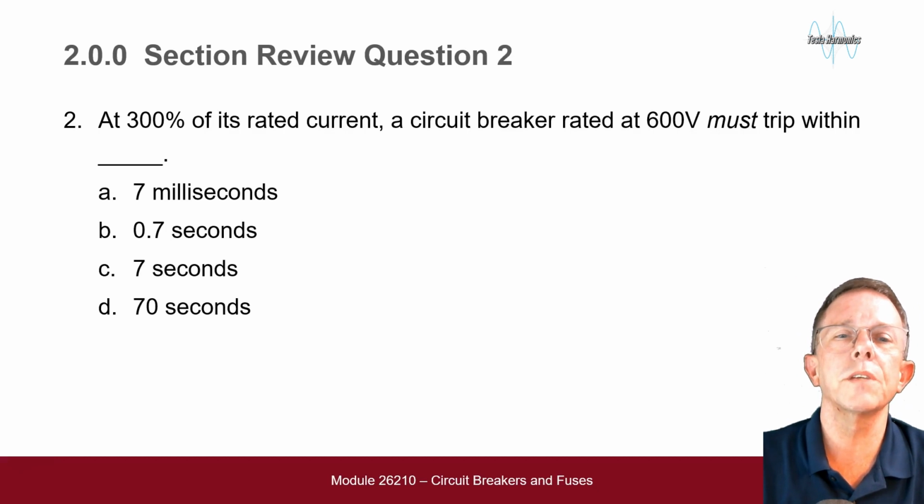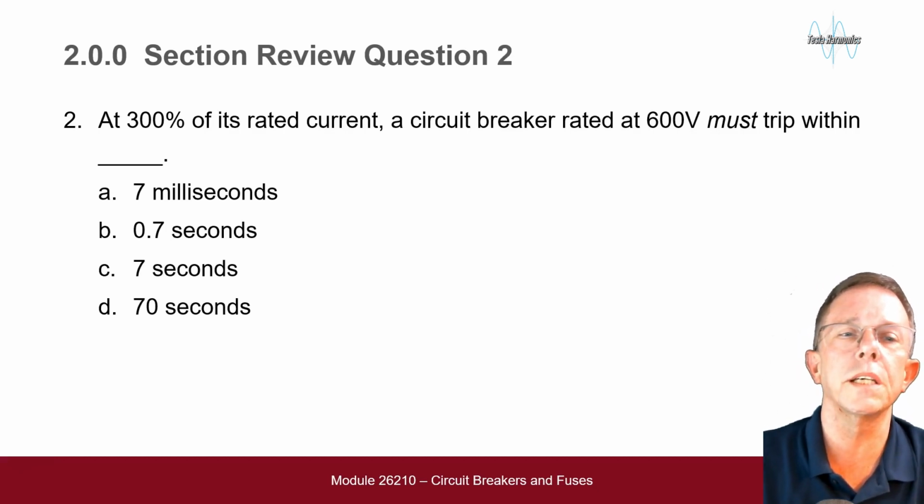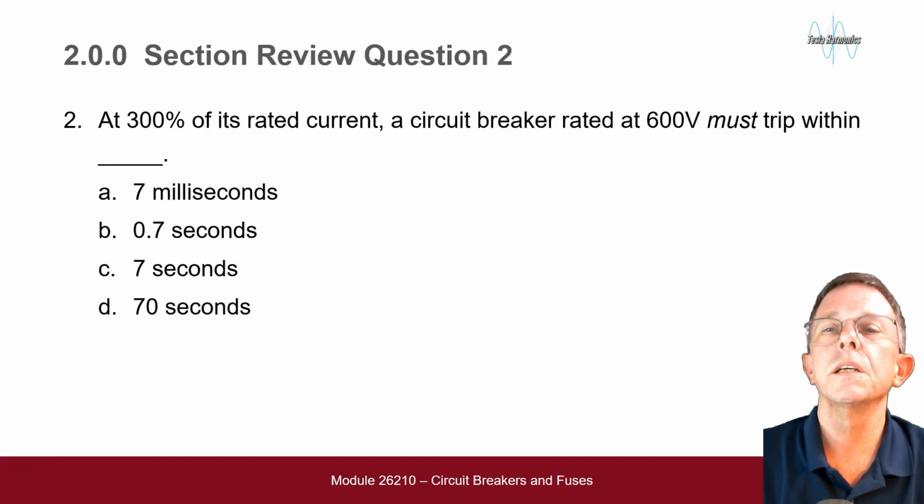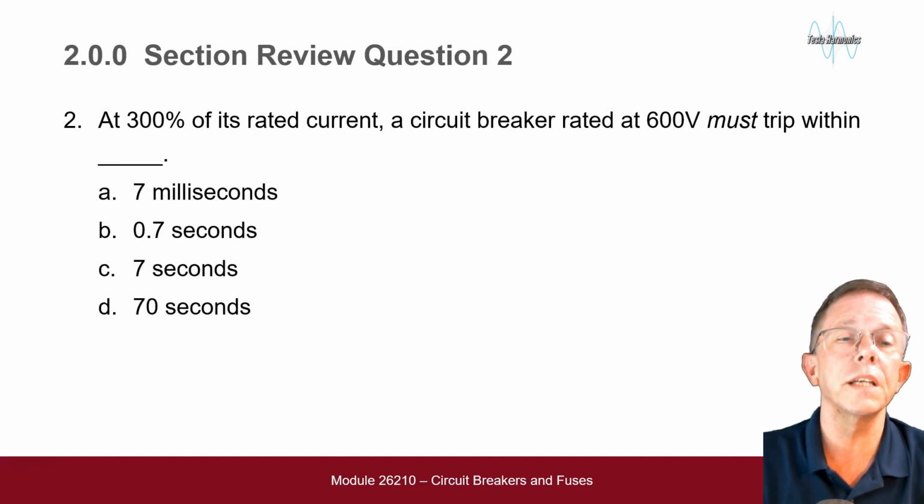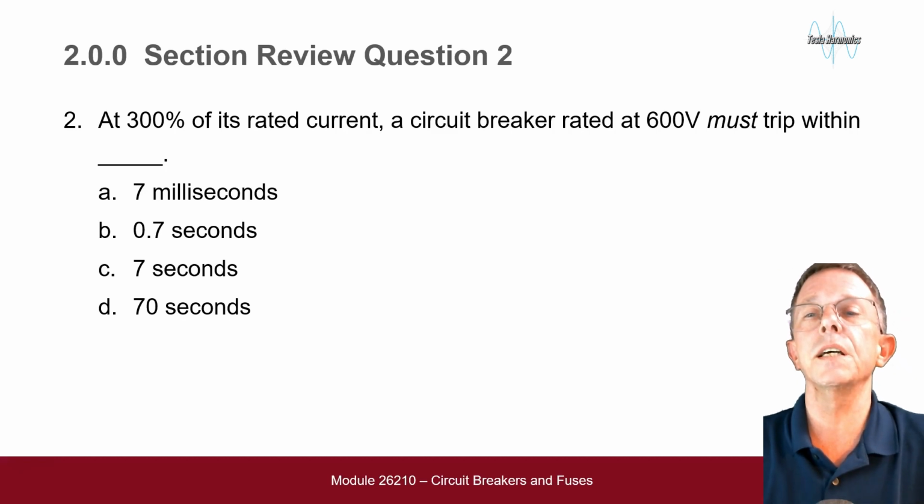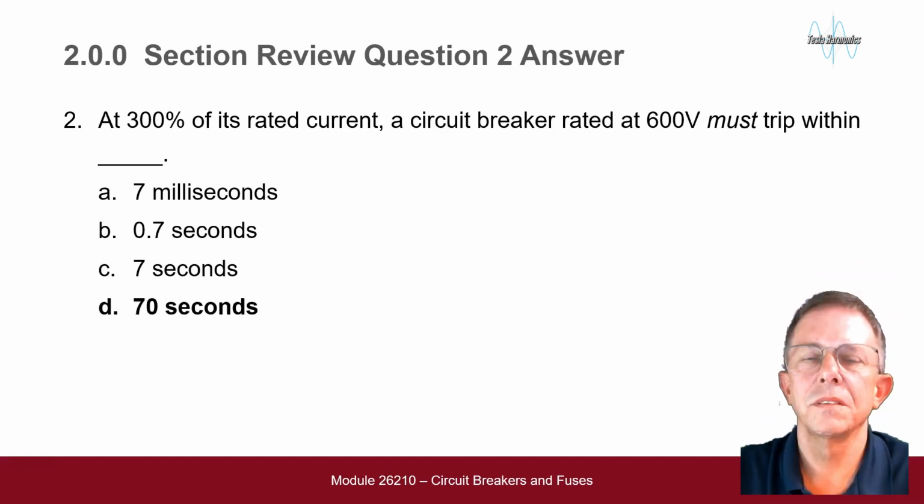At 300% of its rated current, a circuit breaker rated at 600 volts must trip within 7 milliseconds, 0.7 seconds, 7 seconds, or 70 seconds. And that would be 70 seconds.